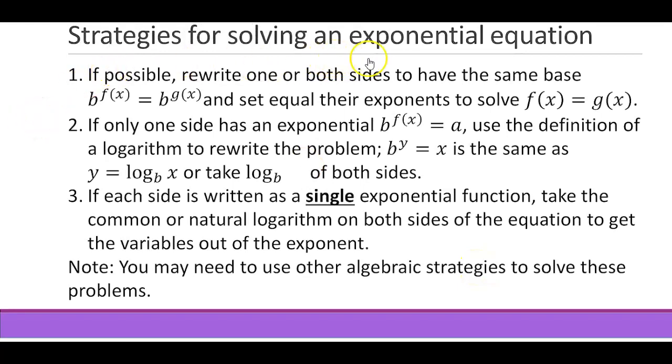Let's review some strategies for solving an exponential equation. If possible, we'd want to rewrite one or both sides to have the same base. So b to the f of x equals b to the g of x. Because then, since they have the same base, we can set their exponents equal and solve f of x equal to g of x. If only one side has an exponential, so something like b to the f of x equals just a number, we can use the definition of a logarithm to rewrite the problem. So we could rewrite b to the y equals x as y equals log base b of x. Or we can think about it as taking log base b of both sides.